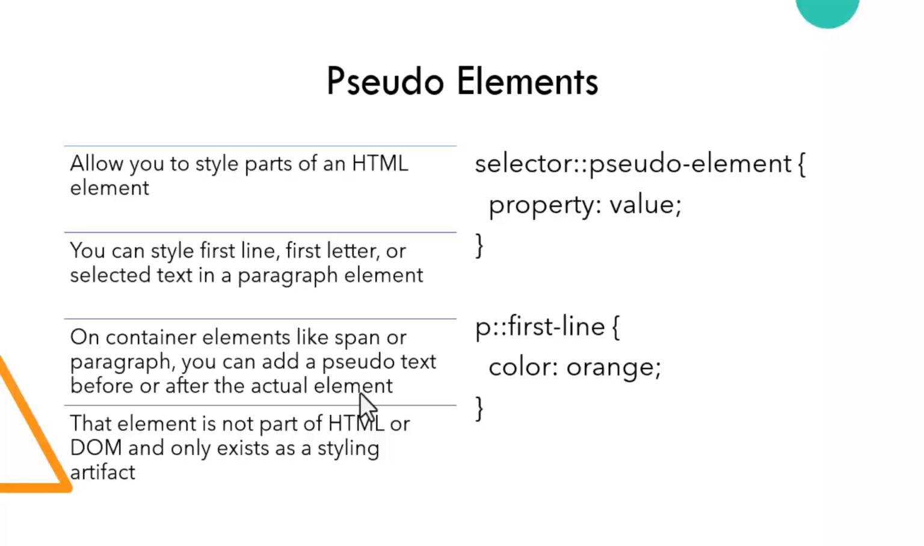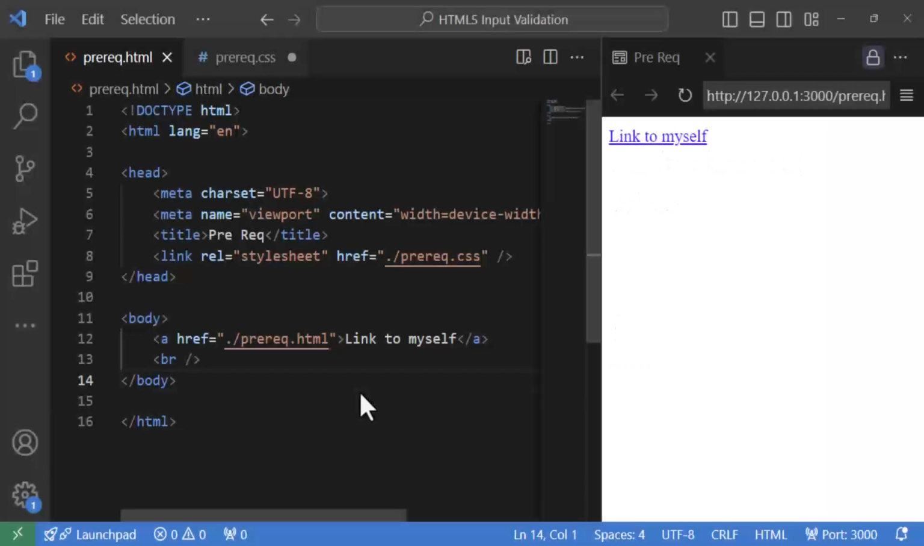It means that if you have any span or paragraph element in your HTML document, and let's say we want another text to appear before or after that, we can use pseudo elements to do so. That part of text would not become part of HTML or DOM and would only exist as a styling artifact. So what does this all mean? Let's switch to Visual Studio Code and try it out, and it would make more sense.